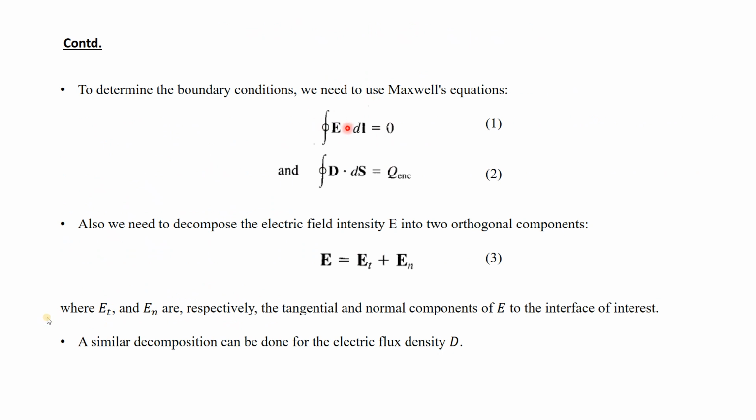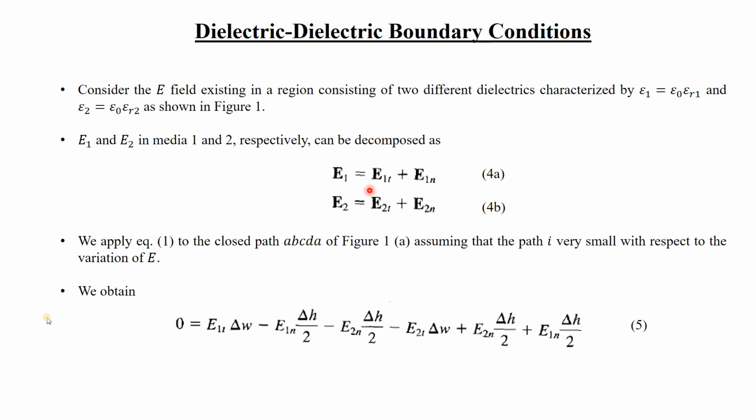So the electric field intensity equation, the first equation, is the closed line integral of E dot dl equals 0. We took this particular Maxwell's equation to find the boundary condition for the dielectric medium.